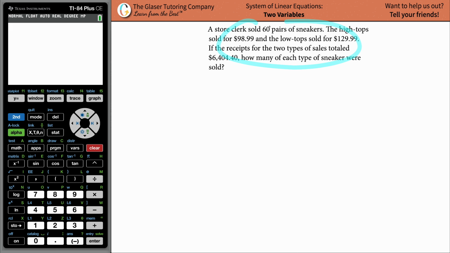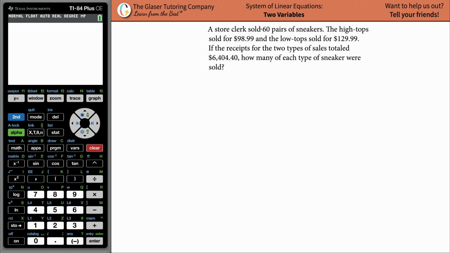It's a lovely word problem about sneakers. Fun, I guess, right? But anyway, we're going to do this, and hopefully it'll be fun along the way and hopefully you'll learn some stuff. So let's get to it.